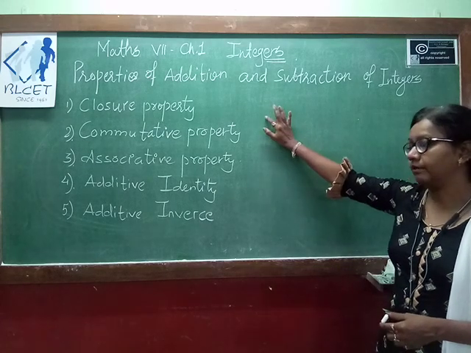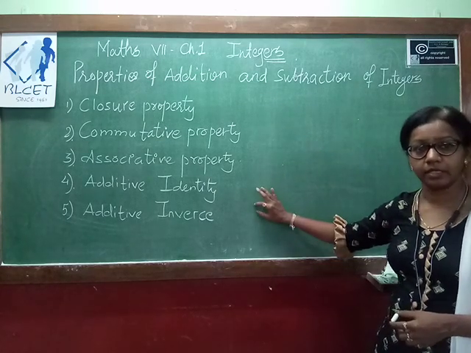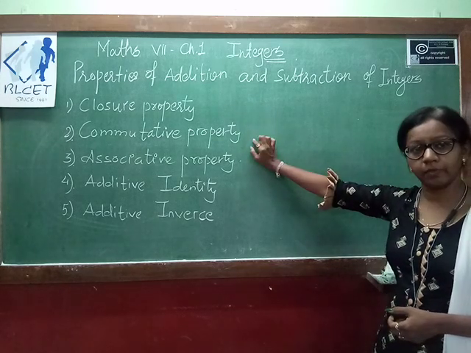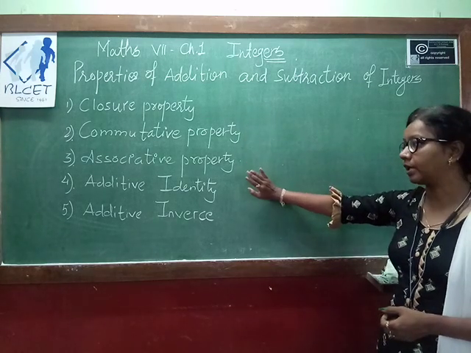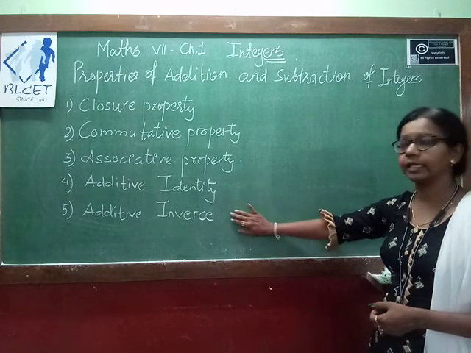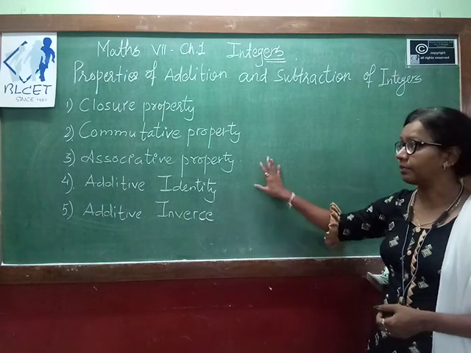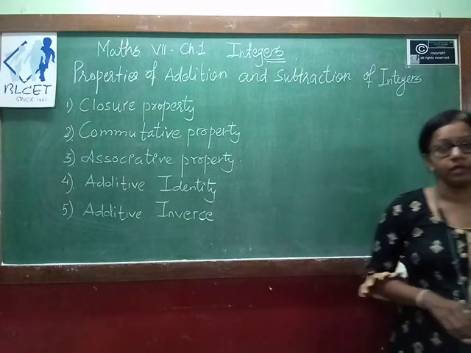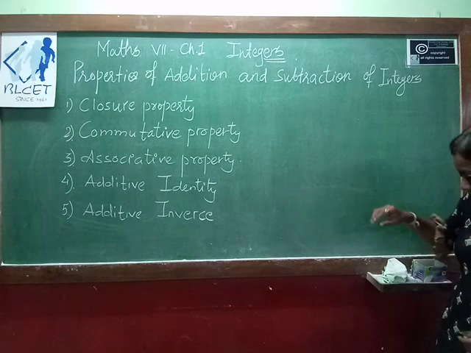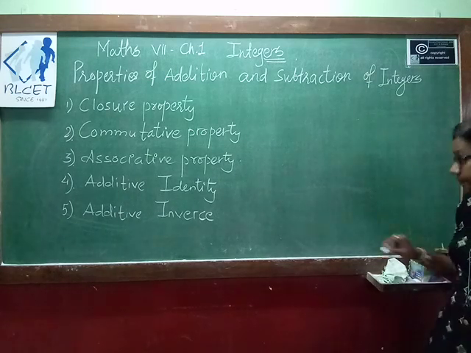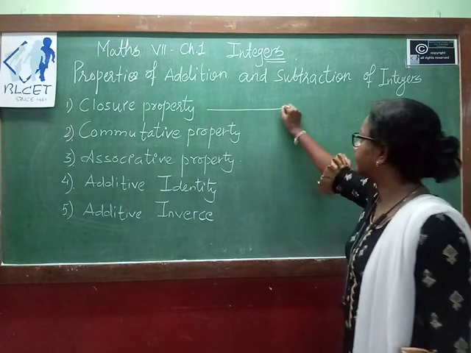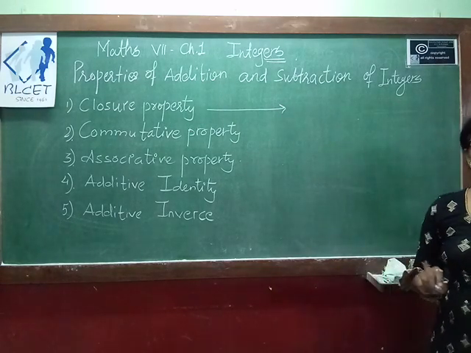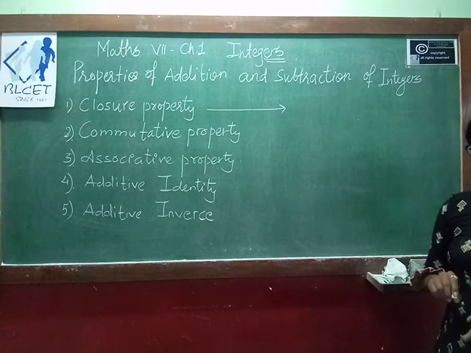So I have listed out the main properties. First is the closure property, then commutative property, then associative property, additive identity and additive inverse. These are the main properties which we are going to understand with the help of examples. So first we see the closure property. Understand the closure property first with the help of examples.